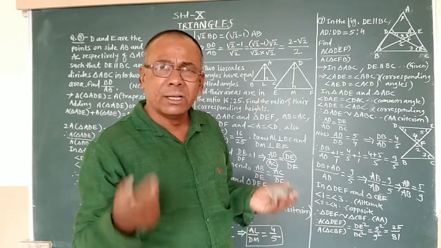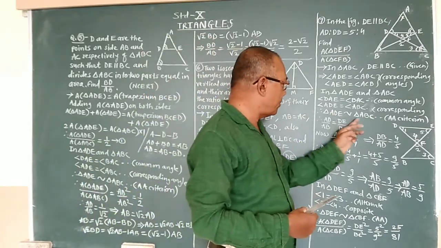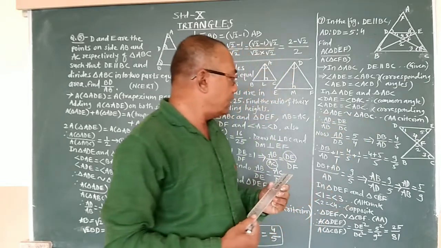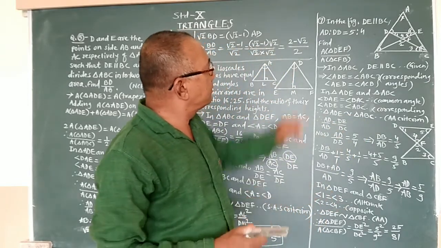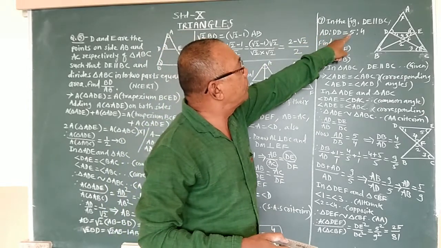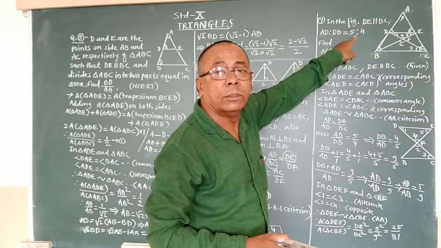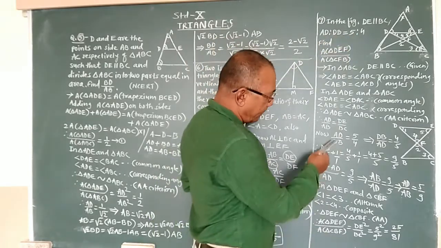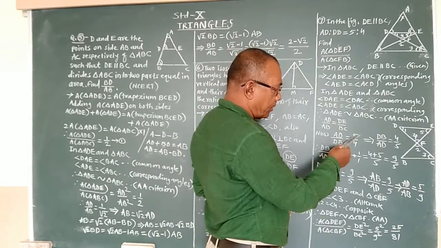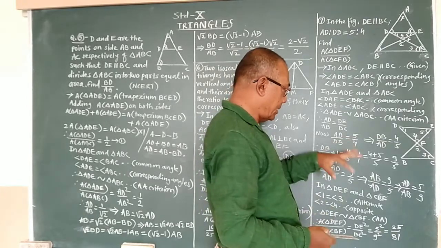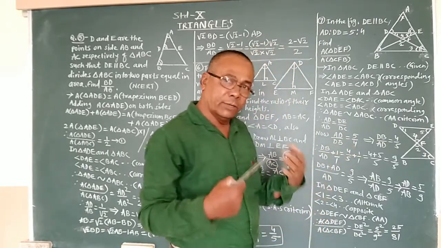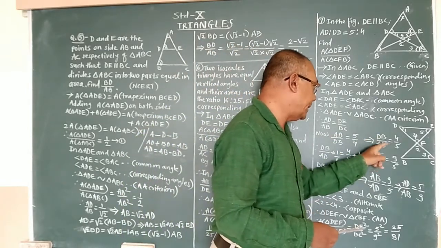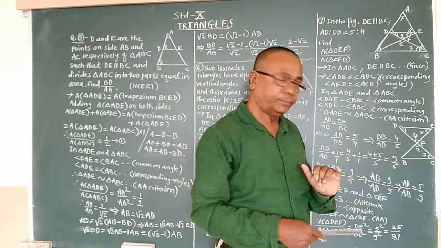Now if the two triangles are similar, then corresponding sides are proportional, that is AD upon AB is equal to DE upon BC. But AD upon DB is equal to 5:4 given, means AD upon DB is equal to 5/4. So AD upon DB is equal to 5/4, it is given, and now if we take the inverse of both sides, then we will get DB upon AD is equal to 4/5.